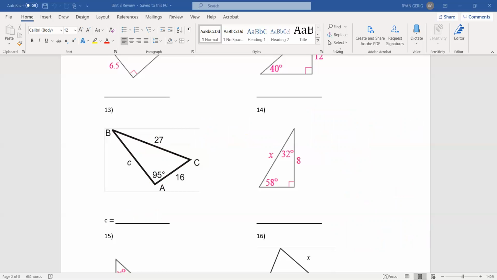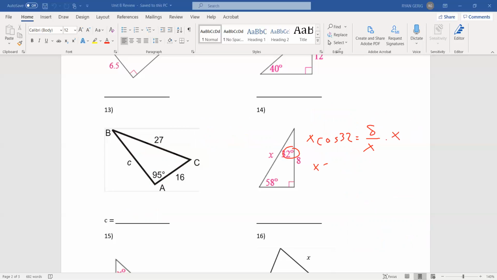And let's do 14. 14, you have a choice. You can do 32 or 58. They're both there. We haven't done cosine much, so I'm going to go ahead and do cosine. I'll use 32. So the cosine of 32 equals 8 over x. You could have said sine of 58 equals 8 over x. Either one would have been okay.